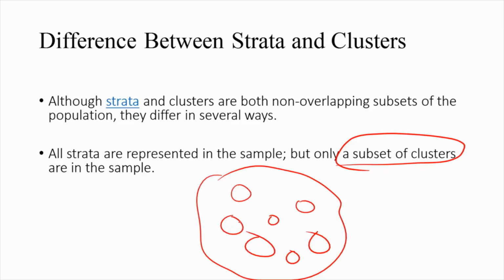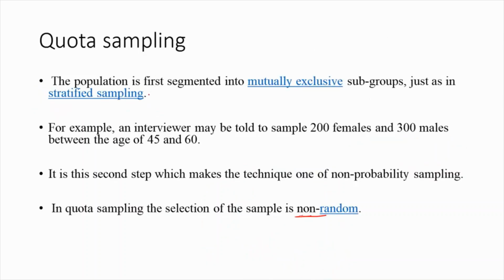Okay, but that's not good. That means some of these segments are not going to be present in the final sample, whereas in stratified sampling, all segments will be present. Well, some presence in the final sample. So that's the difference. Then quota sampling.